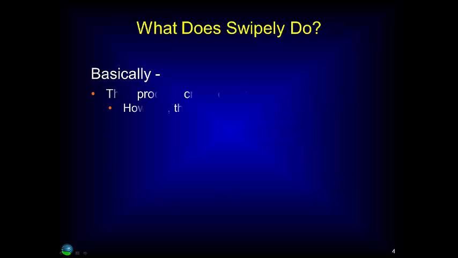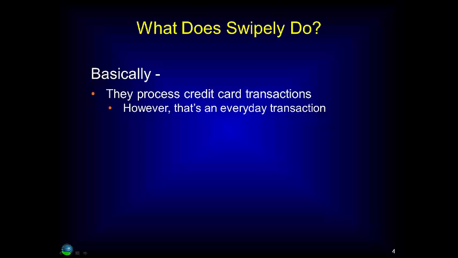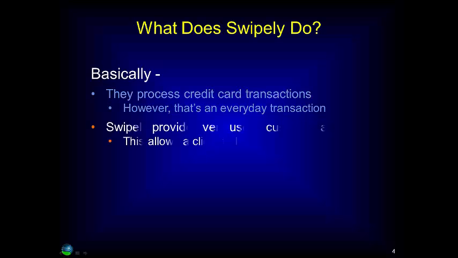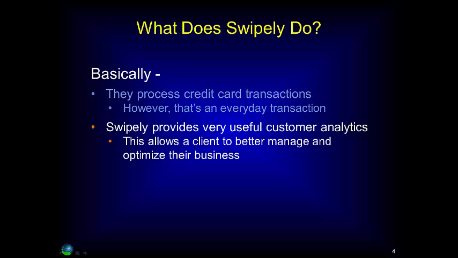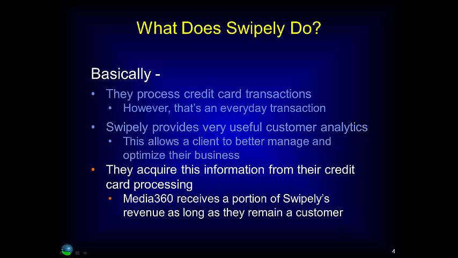So what does Swipely do? Well, basically they process credit card transactions, but I could argue that that's an everyday transaction. These businesses get phone calls every day from somebody trying to change over their merchant services account. But what's unique about Swipely is they provide very useful customer analytics, and this is customer analytics that they can't get anyplace else. This then allows the client, the business, to better manage and optimize their business going forward. They acquire this information from their credit card processing. And as a result, Media 360 receives a portion of Swipely's revenue as long as that business remains a customer of Swipely.